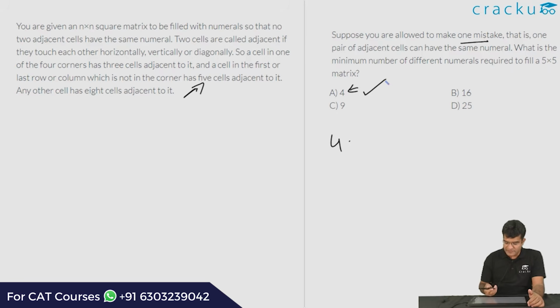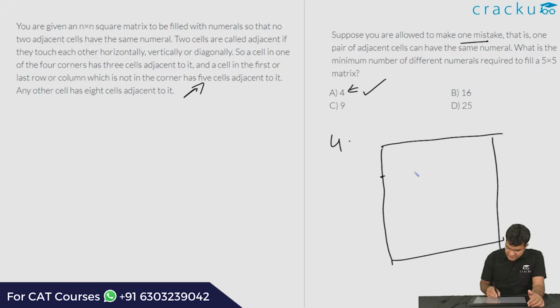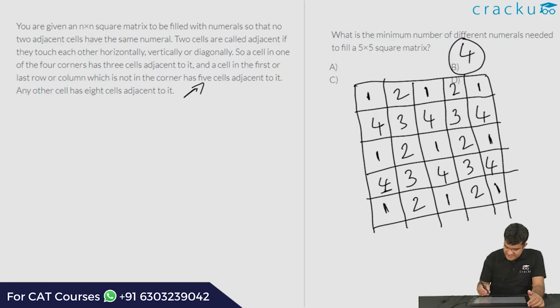If you actually want to solve it, we can fill up the 5 cross 5 matrix as we have done before, like in the earlier question. We'll just go to that one for ease. This is how we filled up the earlier table. Now you can make one mistake. So you can remove this number, say this number, and replace it with 3. Here you are committing one mistake where these two cells are adjacent to each other.